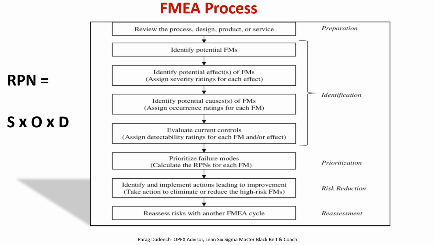Thereafter, we identify and implement actions leading to improvement, which is risk reduction. Here we take action to eliminate or reduce the high risk failure modes. Then comes the reassessment, which is we reassess the risks with another FMEA cycle.